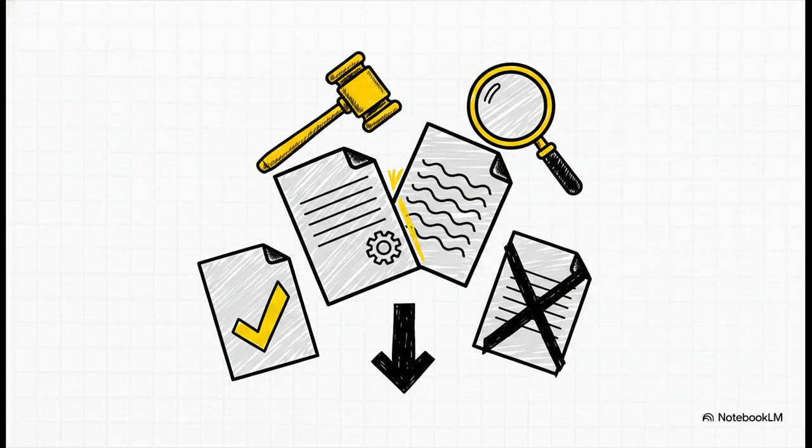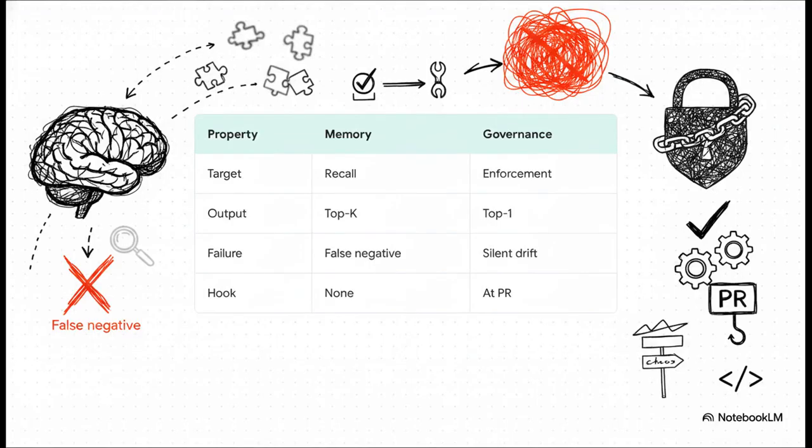Let's say you have an older architectural decision record, ADR 014, and a newer one, ADR 022, and they totally conflict with each other. A memory system will just rank them side by side based on keywords. A governance system, however, explicitly resolves that conflict. It looks at the specific file path, figures out which ADR has the narrower, more relevant scope, picks the actual winner, and enforces it.